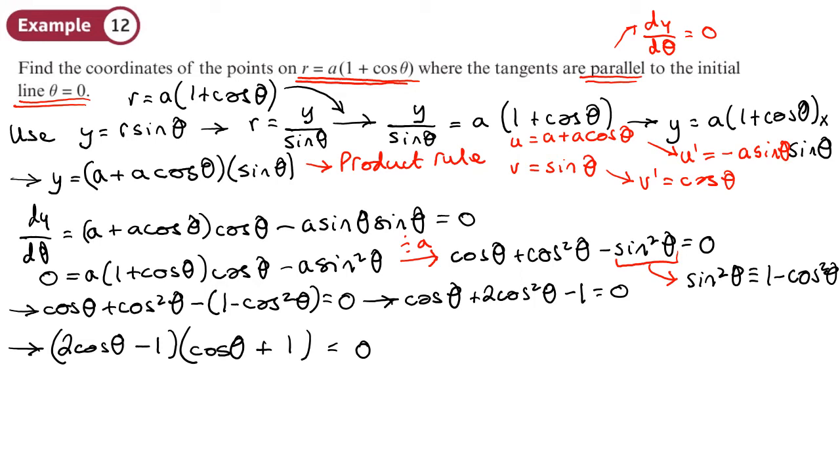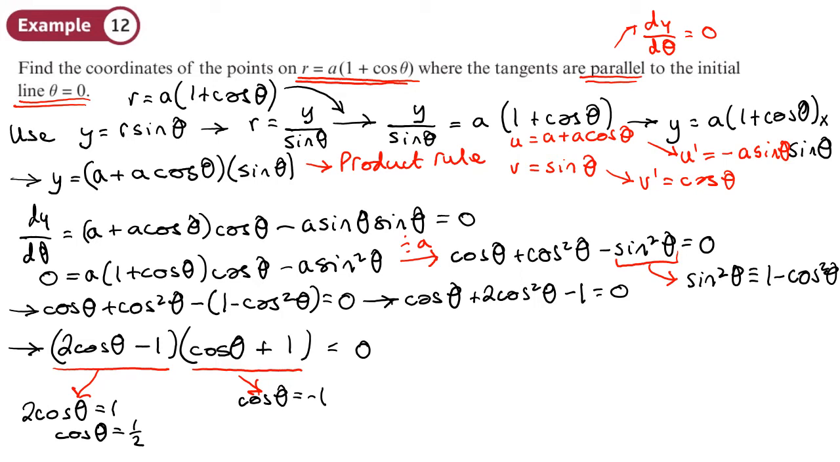So it's either when this bit is 0 or when this bit is 0. So for the first bit, it's going to be when 2 cos theta equals 1, or when cos theta equals a half. We'll work that in a minute. Then for the second bracket, it's when cos theta equals negative 1. So we're going to grab our calculator so that we can do some cos inverses and work out what these are.